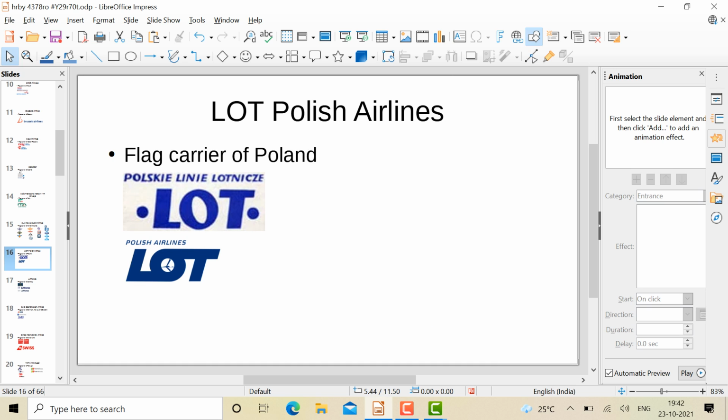After that, we have LOT Polish Airlines, which is the flag carrier of Poland, and the first one had Polskie Linie, I don't know how to pronounce it, and the name LOT written before it. And then today's logo has just the name Polish Airlines written above the letters LOT.